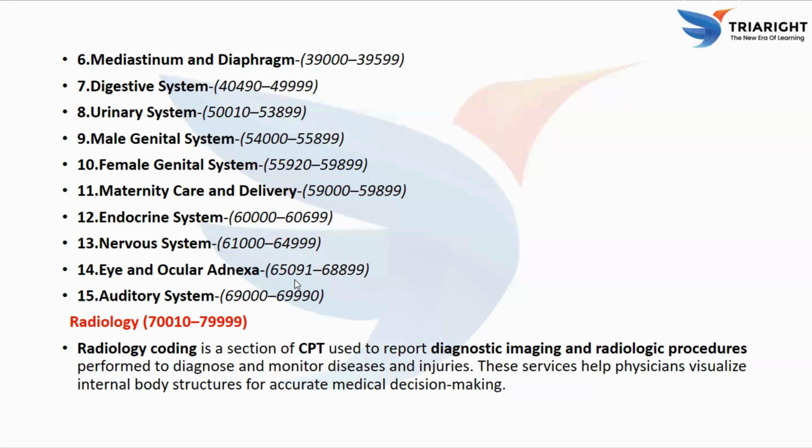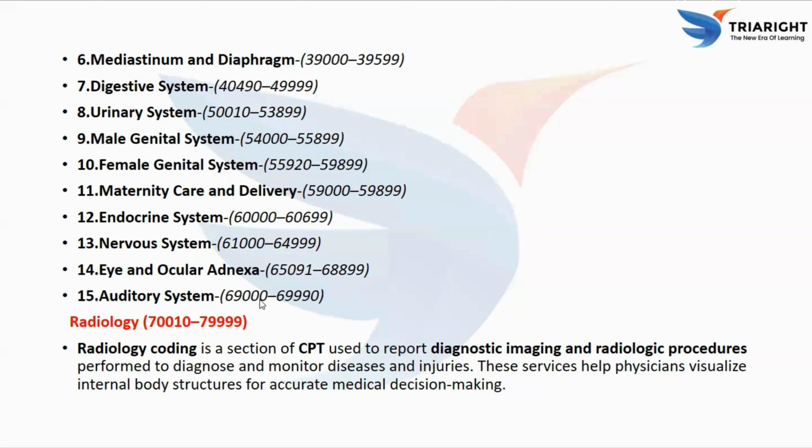Fourteenth is the eye and ocular adnexa, 65,091 to 68,899. It covers the eye and surrounding structures. It includes eyelids, lacrimal system and orbit. Examples of the procedures are cataract surgery and eyelid repair.